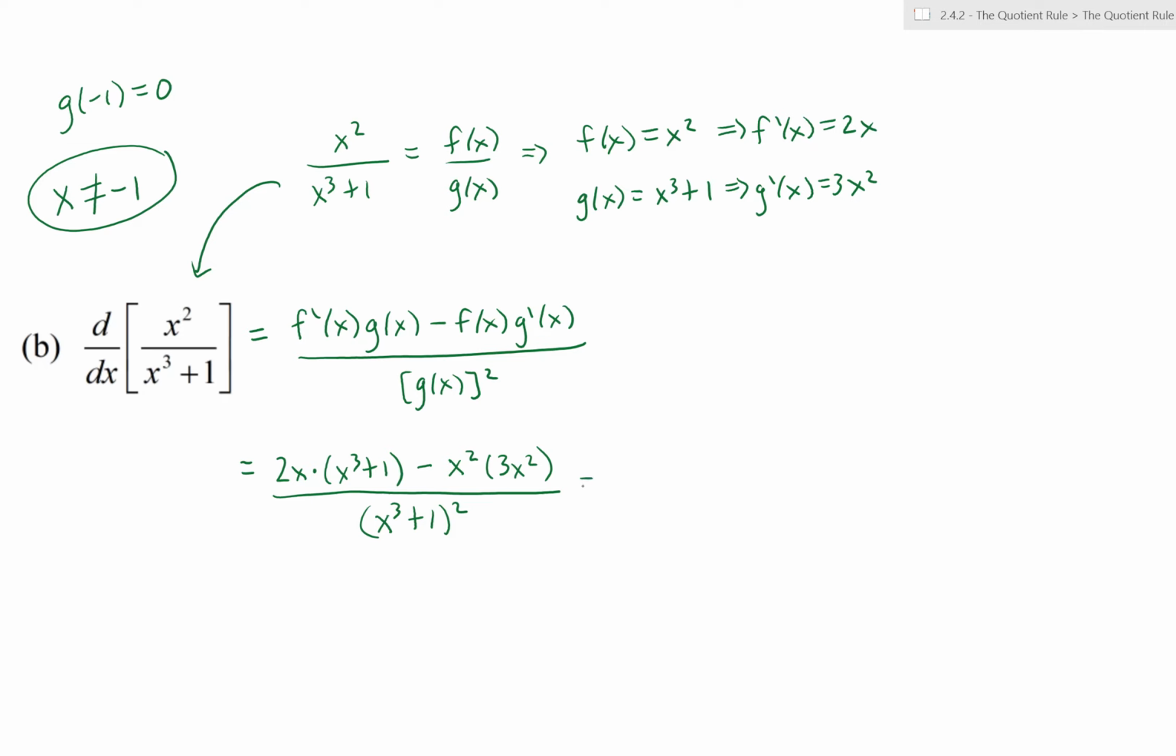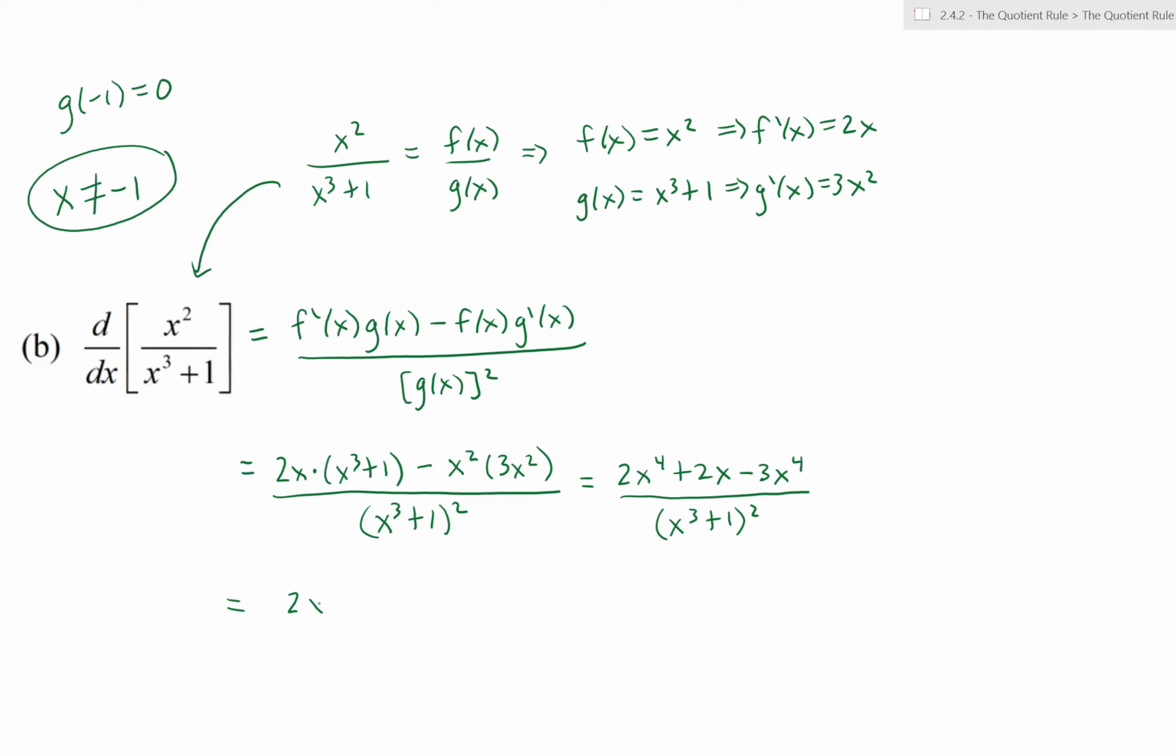So let's clean this numerator up, see if anything happens. I'm just going to multiply everything out and then collect like terms if there happens to be any. So multiplying out the 2x times the x cubed plus 1, I get a 2x to the 4th plus a 2x. And then minus x squared times 3x squared is a 3x to the 4th. All divided by, again, x cubed plus 1 squared. And as we can see, we do have like terms in the numerator, 2x to the 4th and a negative 3x to the 4th. So let's combine those.